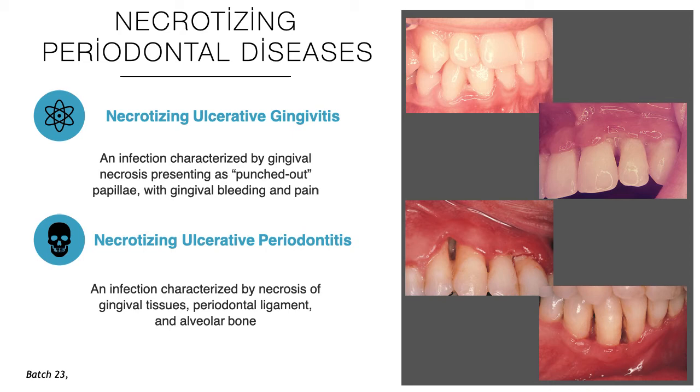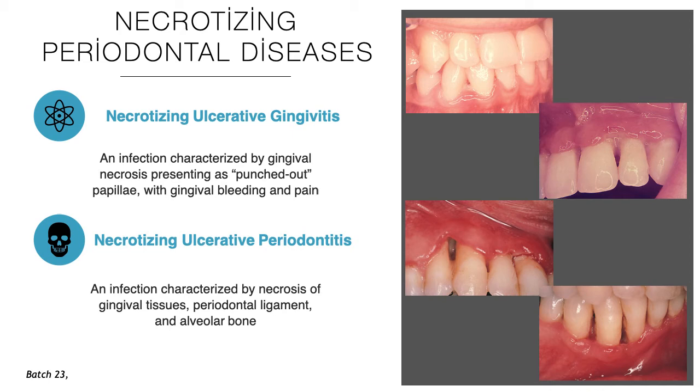So in gingivitis, the involvement is restricted only to the interdental papilla. Once it becomes periodontitis, the involvement extends to the attached gingiva and more deeply into the interdental gingiva.